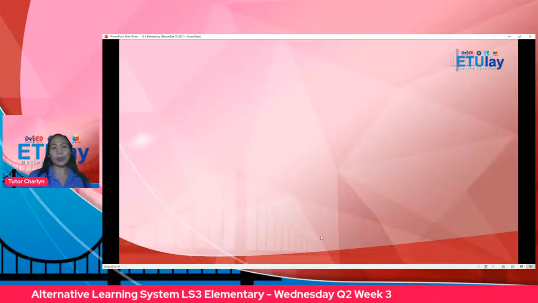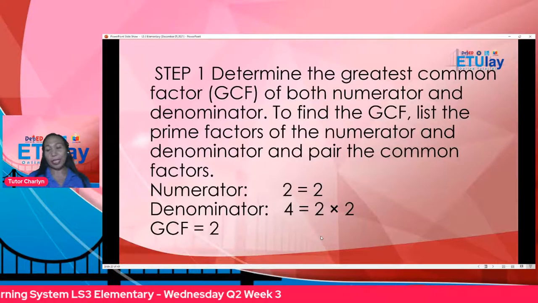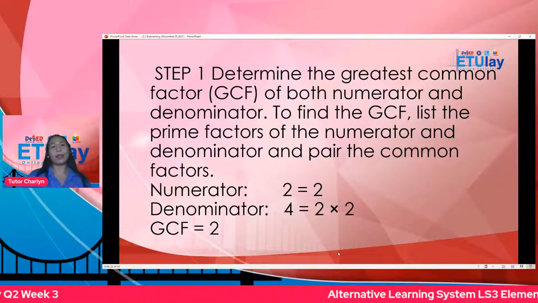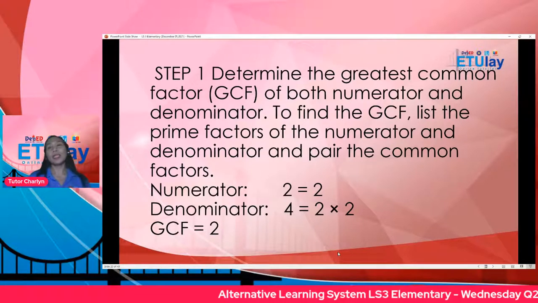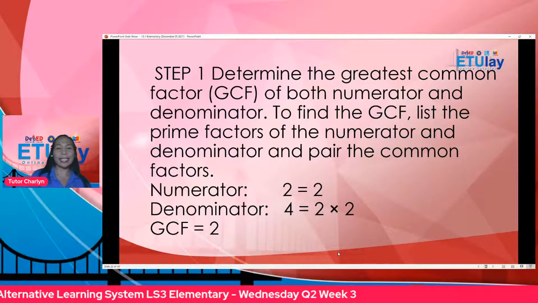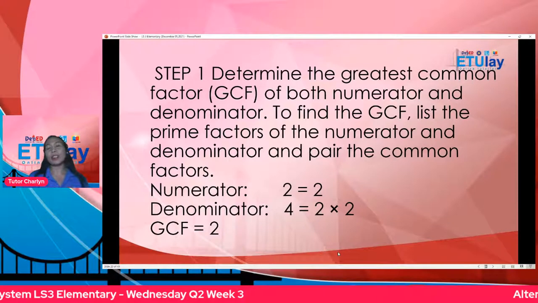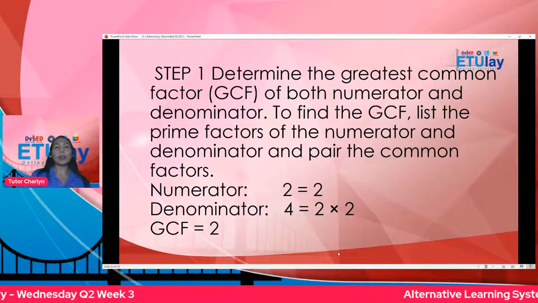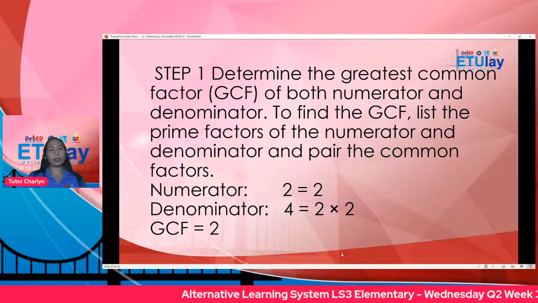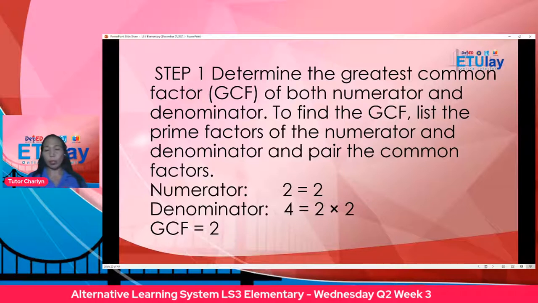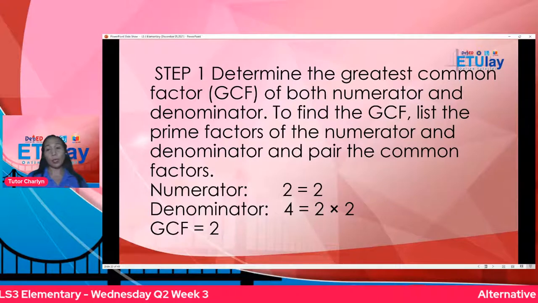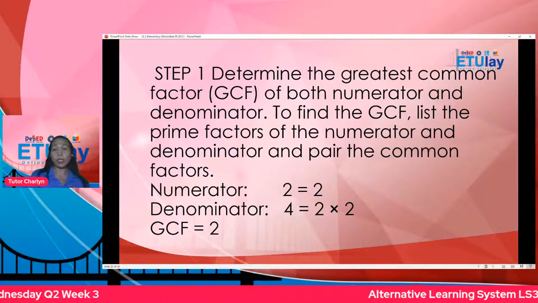Okay. Paano po naging equal? Okay, ginagamitan po siya ng lowest term. Okay, step number 1. Determine the greatest common factor or GCF of both numerator and denominator. To find the greatest common factor, list down the prime factors of the numerator and denominator and pair the common factors. Okay, we have the 2 over 4 kasi 1/2 lowest term na po. So, ang 2 over 4 po ang ilo-lowest term natin kasi si 2 at saka si 4, meron pa silang mga factors.